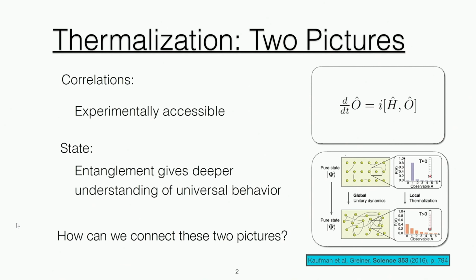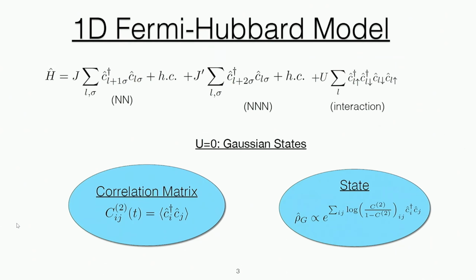However, if you want to understand the deeper mechanisms of thermalization, you can look at the state, and in particular, the entanglement of the state. This gives you a nice understanding about what's happening, but it can be really tricky to extract entanglement in a lot of situations. And so we want to think about how we can combine these two pictures. How can we combine correlations and entanglement?